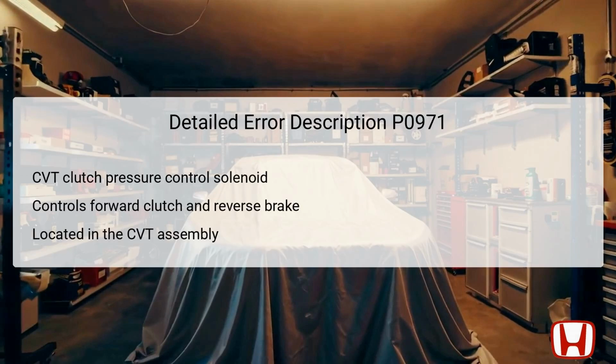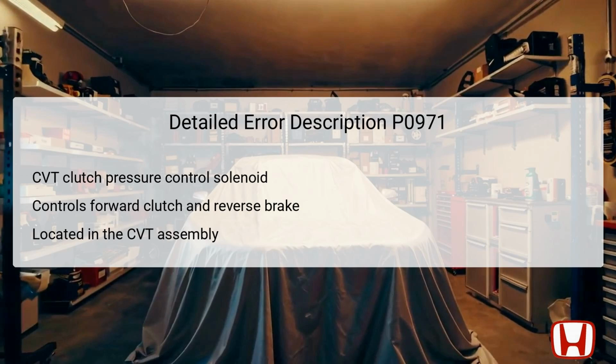The CVT clutch pressure control solenoid valve is a pivotal component in managing the hydraulic systems of the transmission. Positioned within the CVT assembly, this solenoid regulates the hydraulic pressure applied to both the forward clutch and the reverse brake. Its operation is managed by a duty cycle output, meaning the movement of the valve spool is directly influenced by the current supplied. If the current falls short or exceeds expected values, the solenoid cannot properly maintain the hydraulic pressure, leading to performance issues.